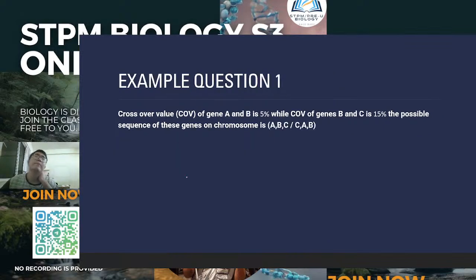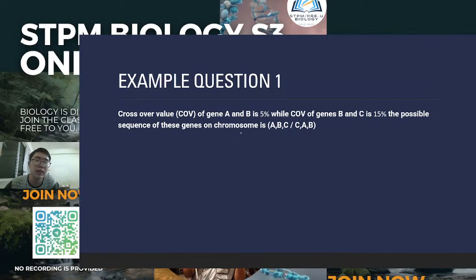Okay. So for question one, it says that the COV value of gene A and gene B is 5%. The COV value of gene B and C is 15%. So what are the possible sequences of these genes on the chromosome? If you look at this question, it only has 3 genes, A, B, and C.